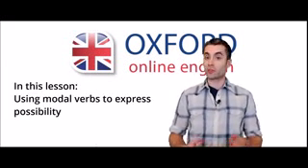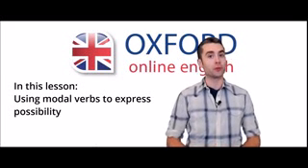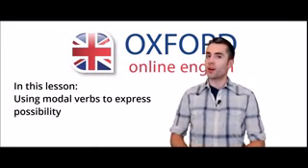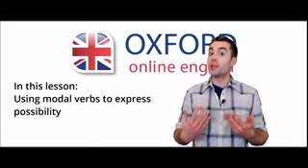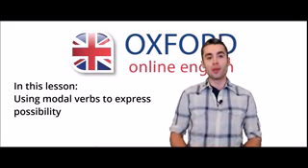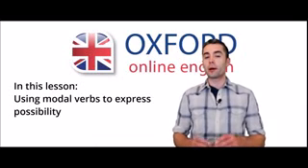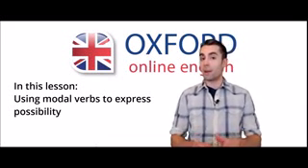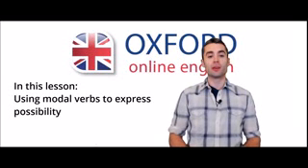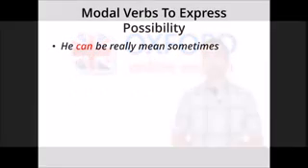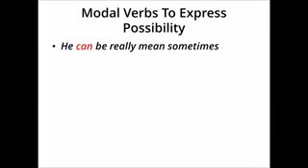This lesson is part of a series of lessons about modal verbs. If you're not sure what modal verbs are or why they're important, watch this lesson first, which gives you an introduction to the topic. In this lesson, you can learn about using the modal verbs may, might, could, and can to talk about possibility. In sentences like, he can be really mean sometimes.